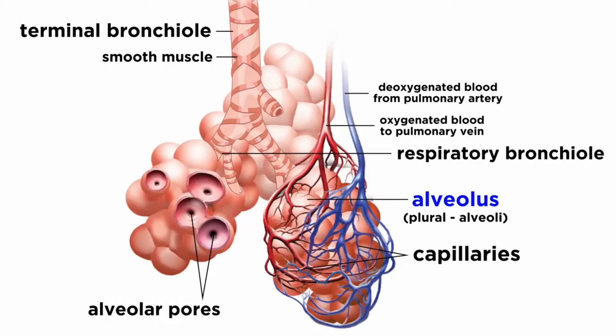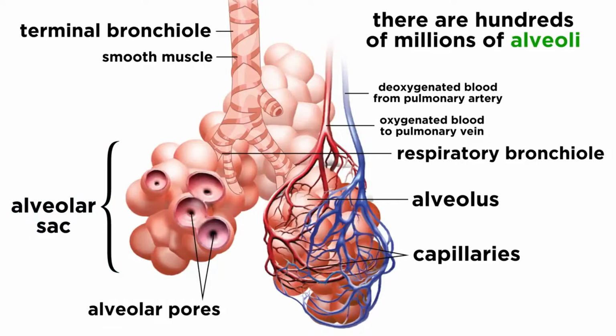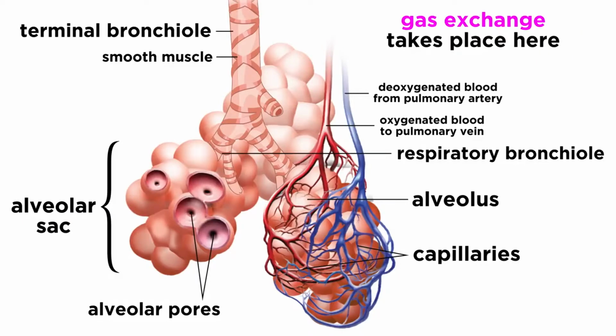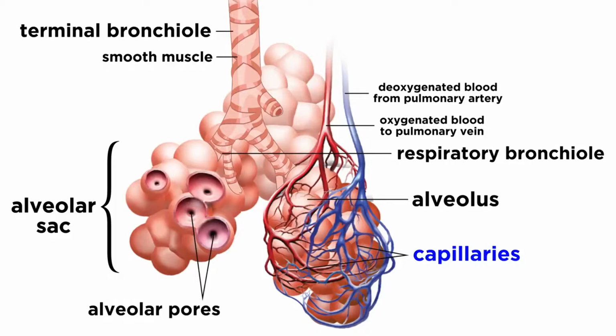The respiratory bronchioles have structures that protrude called alveoli, which are collected in alveolar sacs, like grapes in a bunch. Because of the extensive branching in the bronchi, this results in hundreds of millions of alveoli, and this is where gas exchange takes place. These structures have very thin walls made of a single layer of squamous epithelial cells, which is what allows for the diffusion of gases, and they are covered by a cobweb of pulmonary capillaries. So blood vessels are right up against the alveoli, ready to make a trade.